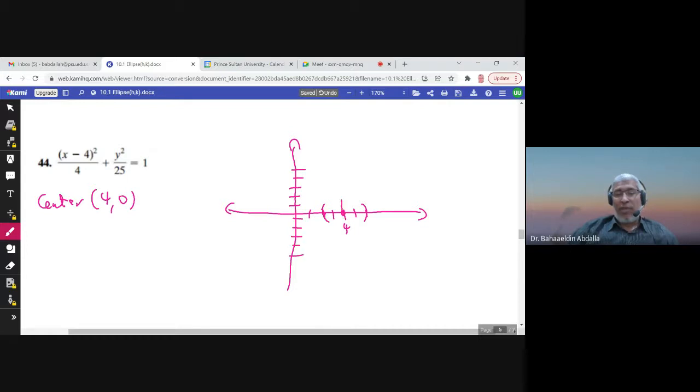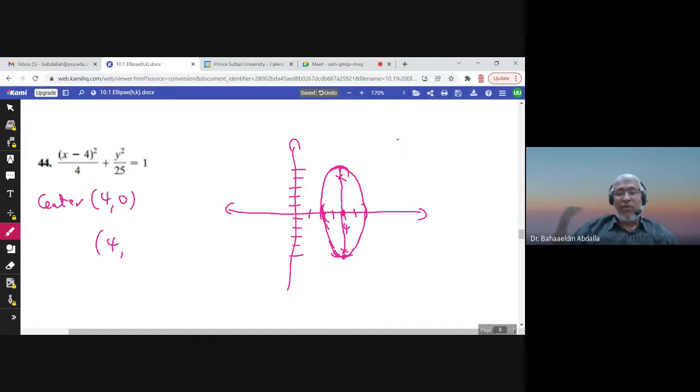So the major axis, I'll go to here and here. And these 2 points would be the vertices. If you want, please find their coordinates. What's asked in the question is to find the foci. The foci are on the major axis. So for 0, 4 is not going to be changed, but I'll add C up and C down.